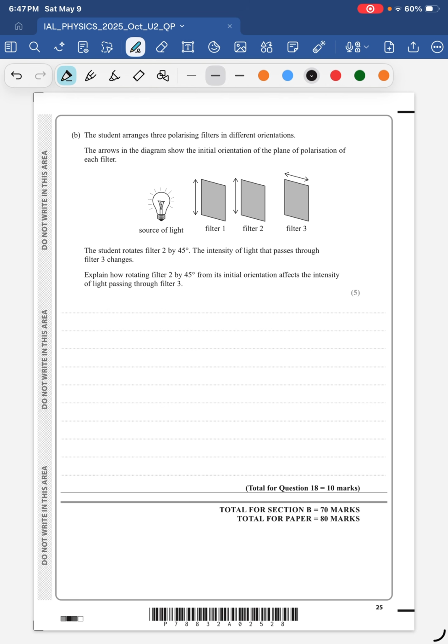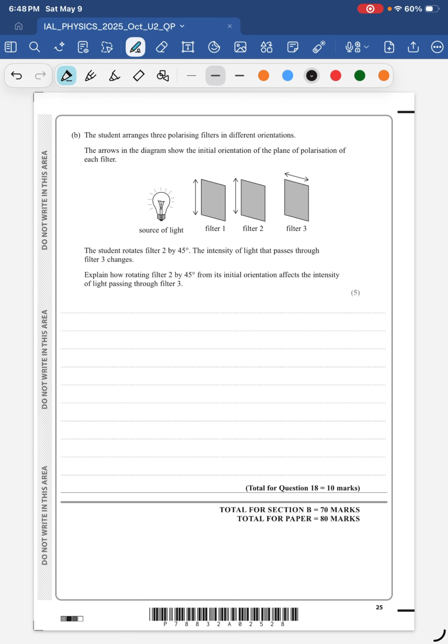Okay, part B. The student arranges 3 polarizing filters in different orientations. The arrows in the diagram show the initial orientation of the plane of polarization of each filter. So we see that filter 1 and filter 2 have the same polarization, and filter 3 is perpendicular to the first two. Now the student rotates filter 2 by 45 degrees. The intensity of light that passes through filter 3 changes. Explain how rotating filter 2 by 45 degrees from its initial orientation affects the intensity of light passing through filter 3.